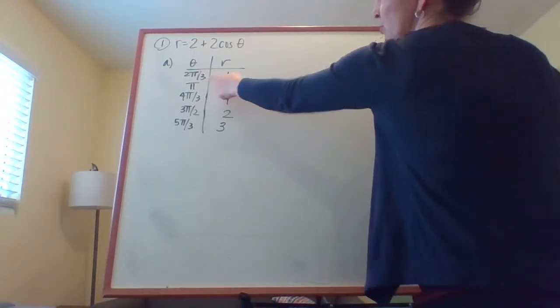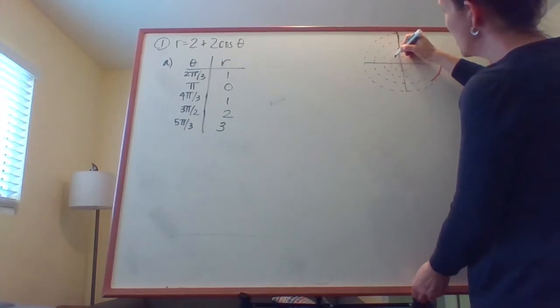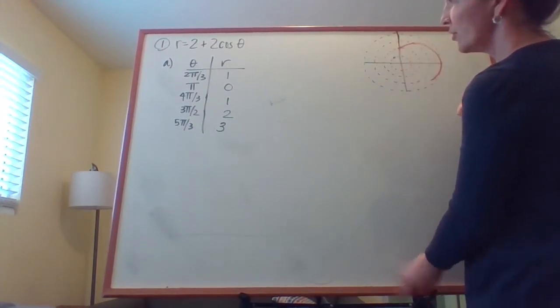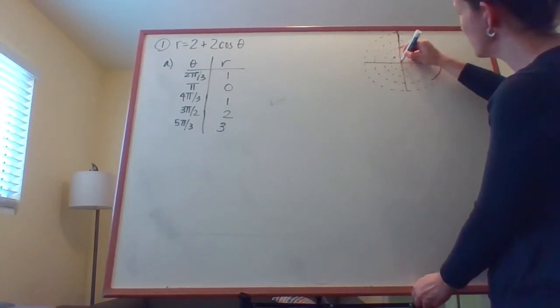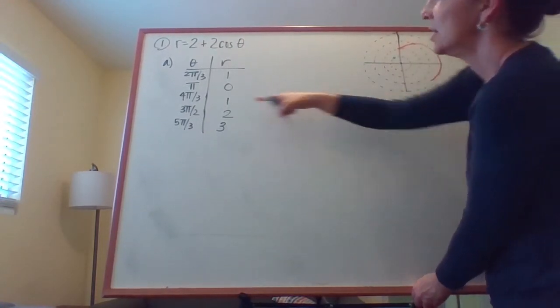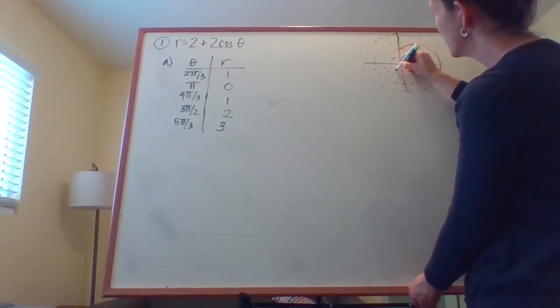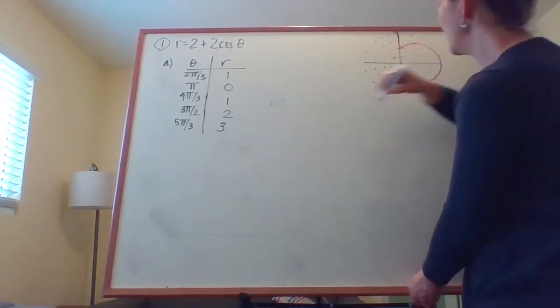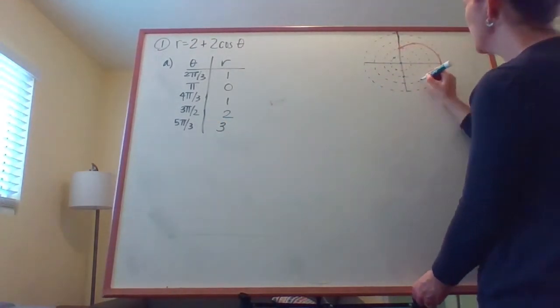So if I want to plot 2 pi over 3 with a radius of 1, the angle of 2 pi over 3 is here. A radius of 1 would be that first circle. Pi and a radius of 0. Remember, anytime your radius is 0, you're at the origin. 4 pi over 3 back to a radius of 1. Okay. 3 pi over 2, and you have a radius of 2. And 5 pi over 3, your radius was 3.